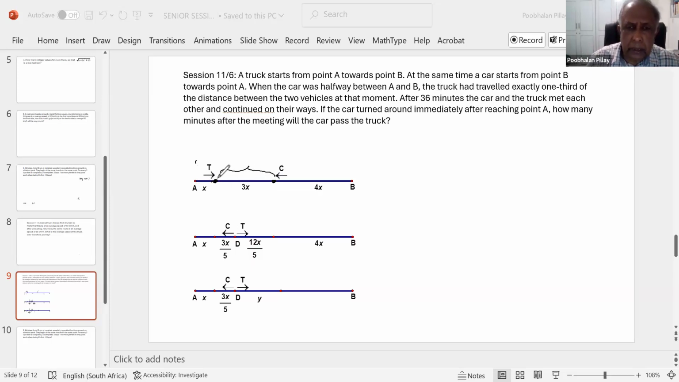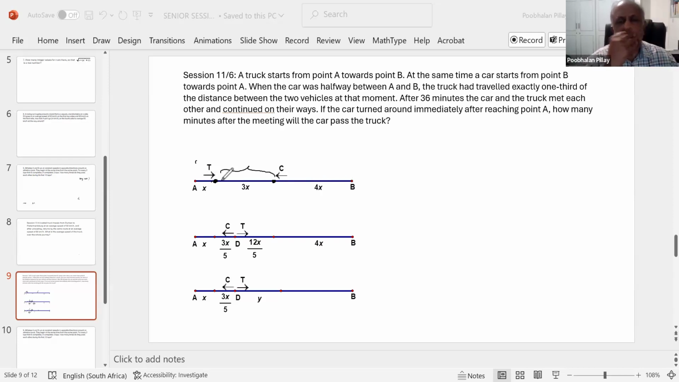But I don't like fractions. Although I see fractions later on, I try to avoid them as far as possible. So it's better to call the distance the truck traveled x, then this would have been 3x. That way we can say that the truck has traveled 1/3 the distance between them. So therefore, this distance here from A to the midpoint of AB is 4x. So this part here is 4x.